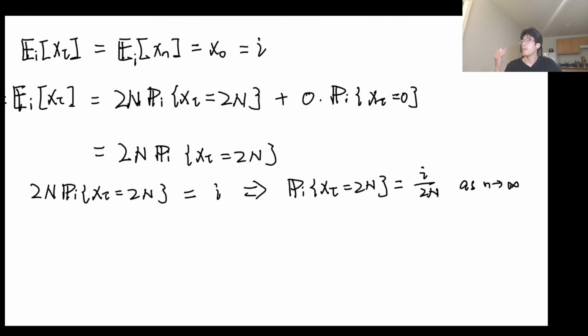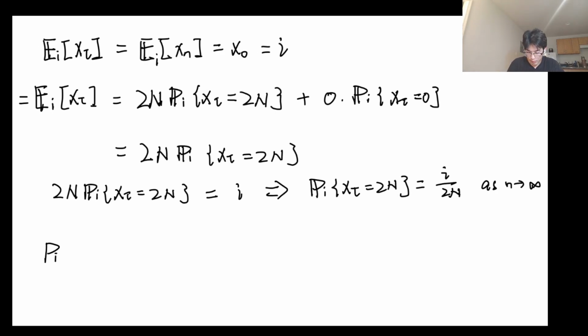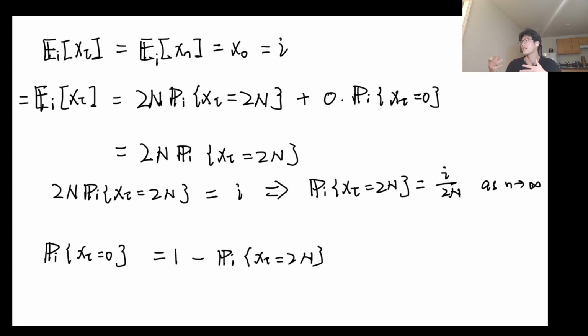And this is the fixation probability distribution. And now what is the probability of x tau equal to 0? It is 1 minus the probability x tau equals 2n, because you either exit at 0 or you exit at 2n, so they are complementary and disjoint. You cannot exit at 0 and 2n at the same time, so it's 1 minus the other. So this one is actually 1 minus I over 2n.